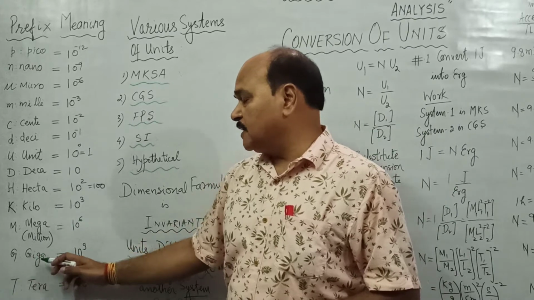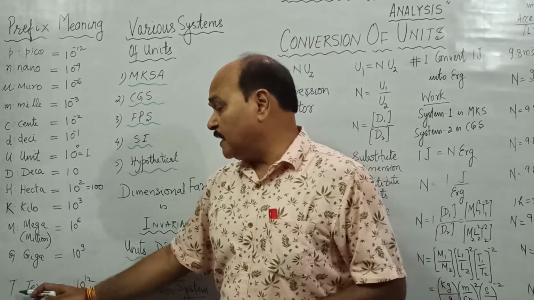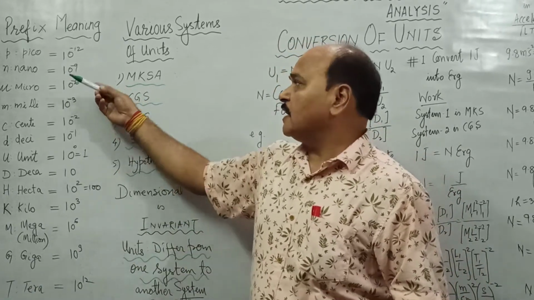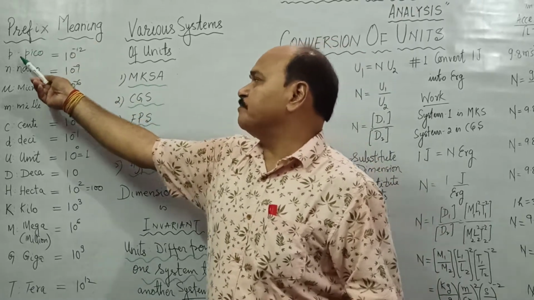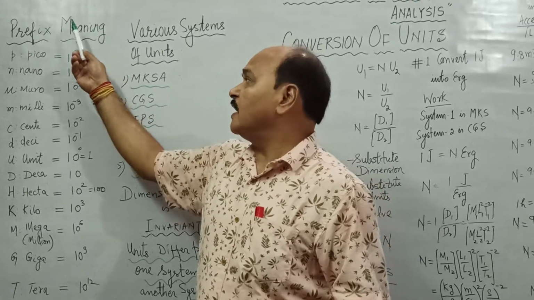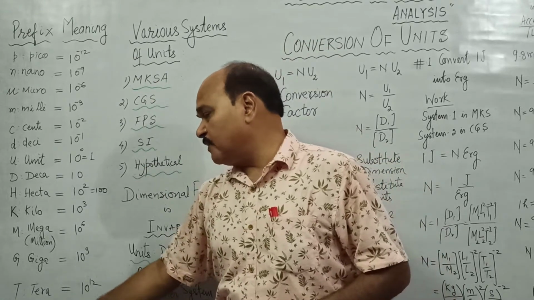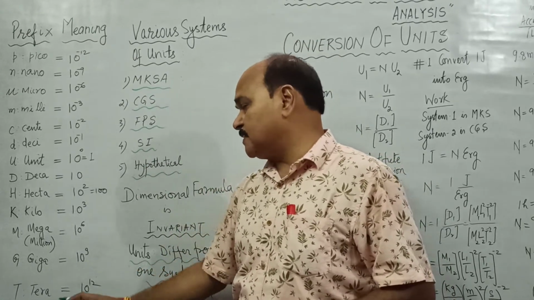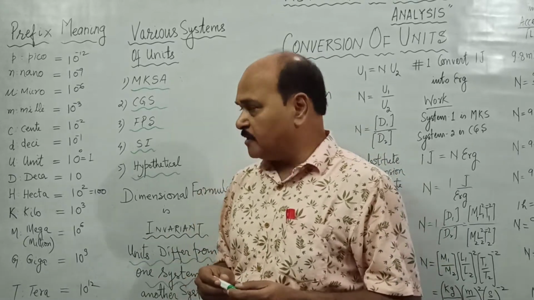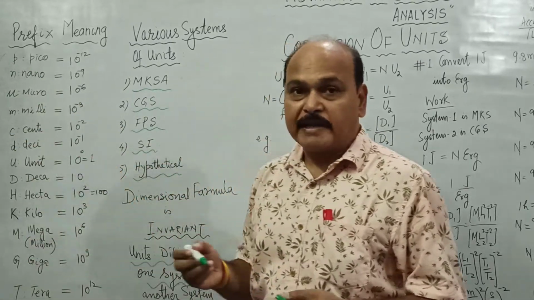Then capital G, giga, that is equal to 10 to the power 9. And tera stands for 10 to the power 12. There are many more prefixes smaller than this. Then we have femto, 10 to the power minus 15, small f. And then we have small a, atto, that is 10 to the power minus 18. Beyond this, we have peta, P-E-T-A. Peta stands for 10 to the power 15. And then we have capital E, exa, that stands for 10 to the power 18. But these prefixes will serve our purpose right now.